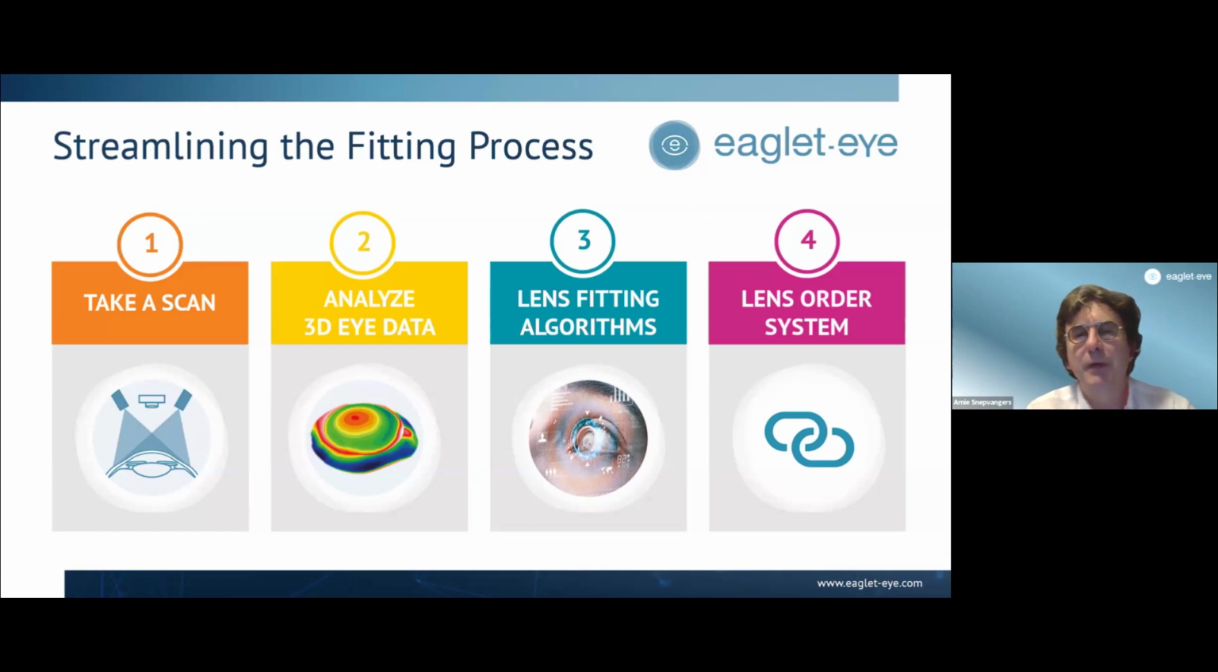And in step 3, there are the lens fitting algorithms. These are very precise, sophisticated algorithms that match that measured front surface of the eye with the back surface design of the lens. Then step 4 is an ordering system, and that ordering system will push out the fitted lens that was done in step 3, but it will also push out the ESP measurement file to the lab of choice that you choose. You're always in control what lens design and what lab you want to work with.